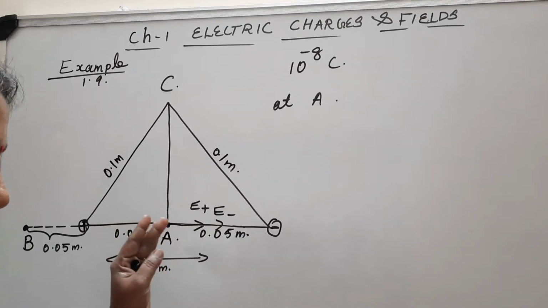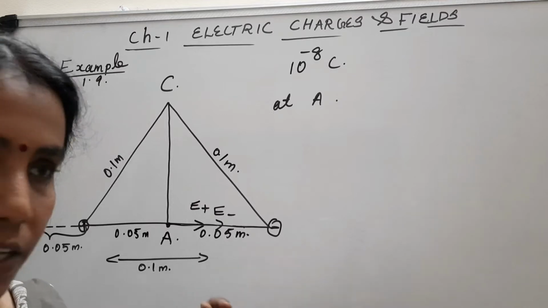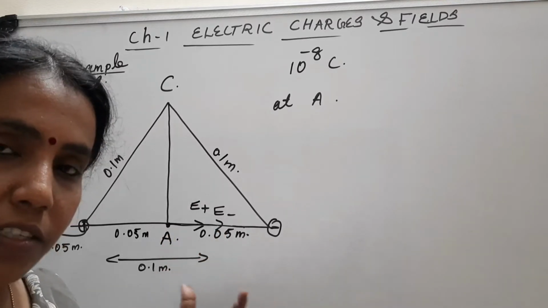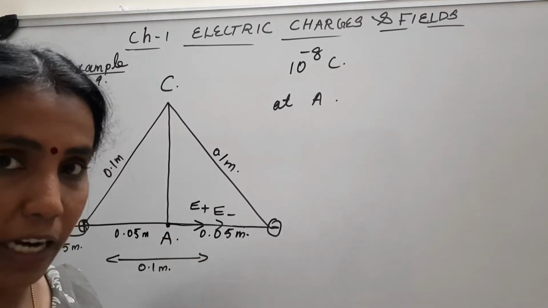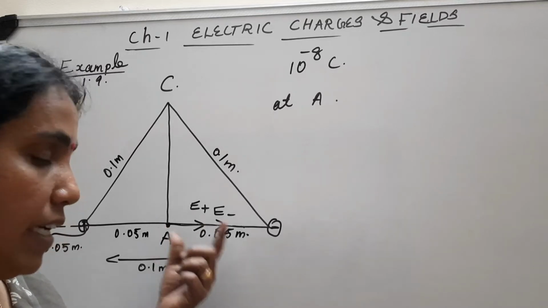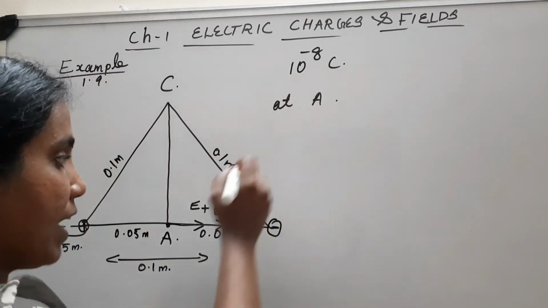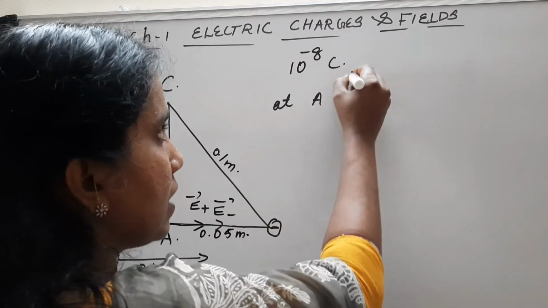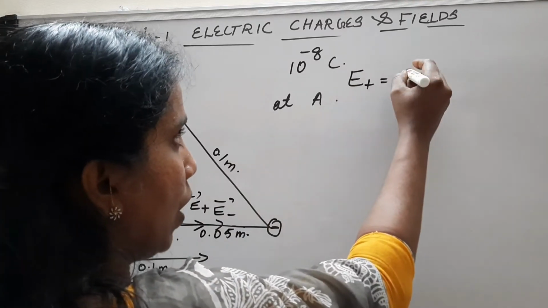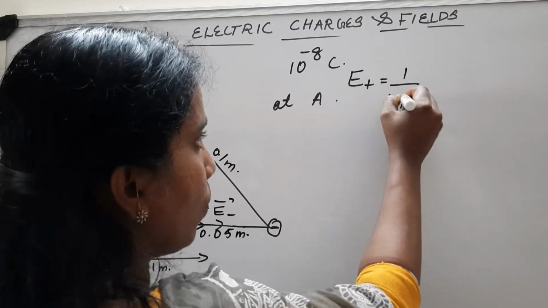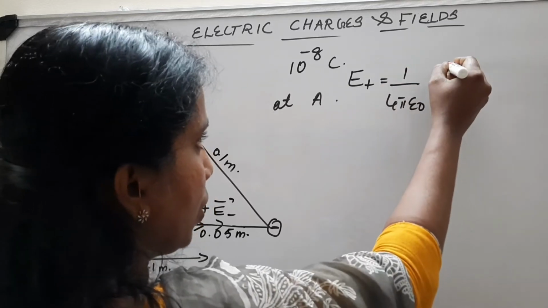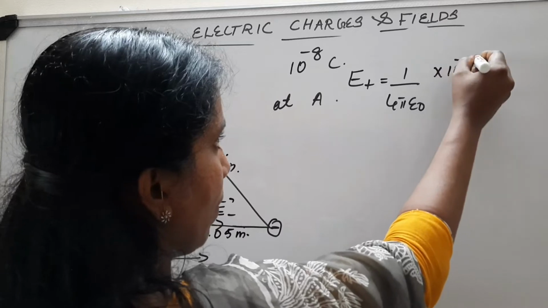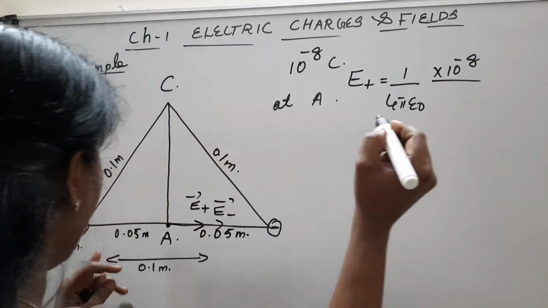It is very easy to add them, since they are in the same direction, it's enough to add their magnitude. So we have to find E plus and E minus, their magnitude. So these we represent as vectors. Now let's see the magnitude of E plus: 1 by 4 pi epsilon 0, Q is 10 raised to minus 8, divided by r square.